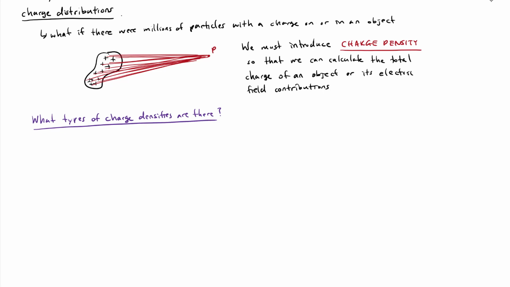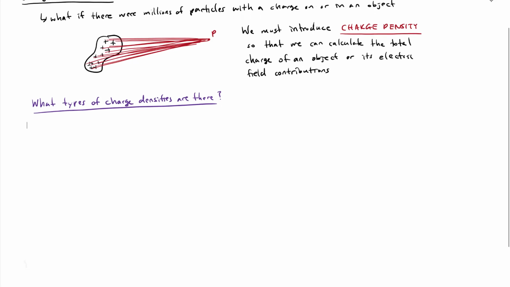So before we answer that, let's think back. What other densities have we talked about? We've talked about mass densities. So remember, there's 1D, 2D, and 3D mass. With 1D, we have linear mass, and 2D, we have surface area, and with 3D, we have volume. So it makes sense that we have the exact same types of charge densities here.